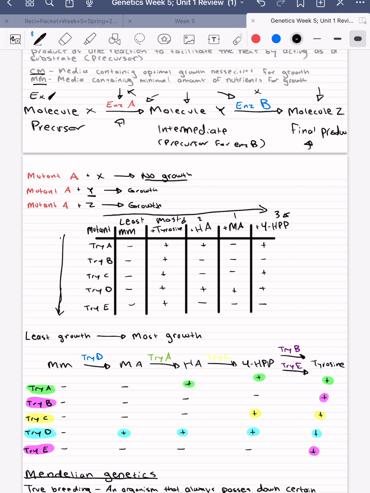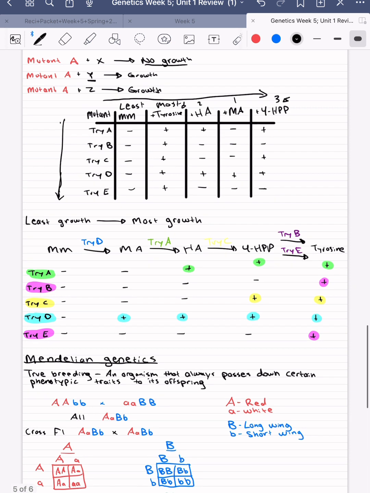So if we write it out from least growth to most growth, we have minimal media. The second most growth would be MA, third HA, fourth HPP, fifth would be tyrosine, and this has growth at every single mutation, meaning that it's the final product of the pathway.